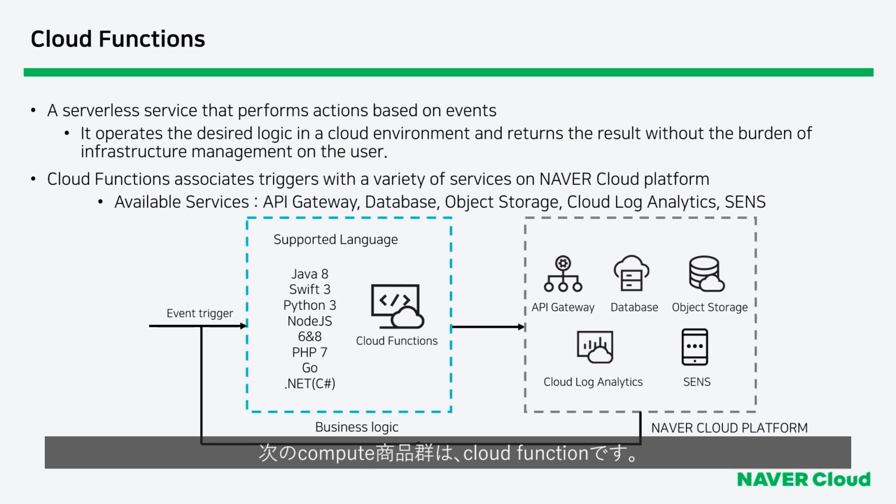The next compute product group service to look at is Cloud Functions. Cloud Functions is NAVER Cloud Platform's serverless service that helps you write simple business logic without the burden of separate server management or provisioning. In this way, you can implement the logic easily in a cloud environment. Cloud Functions can be used in linkage with NAVER Cloud Platform services such as API Gateway, Database, Object Storage, and CLA.